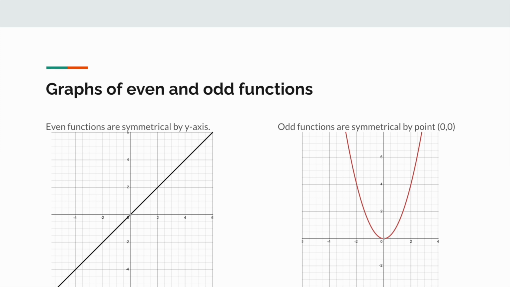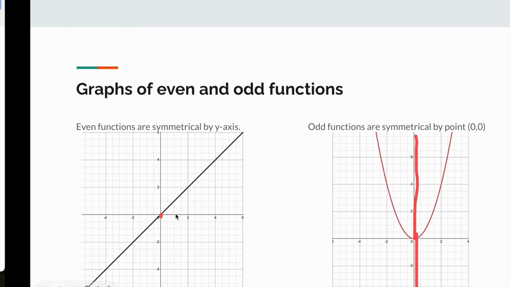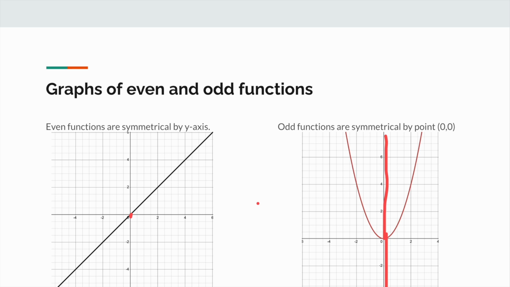Also, for the graphs of even and odd functions, even functions are symmetrical about the y-axis, as shown on the right-hand side. And odd functions are symmetrical about the origin, as shown on the left-hand side.